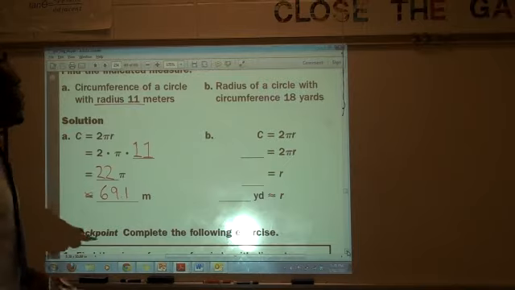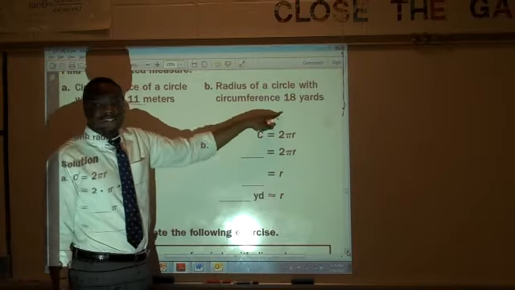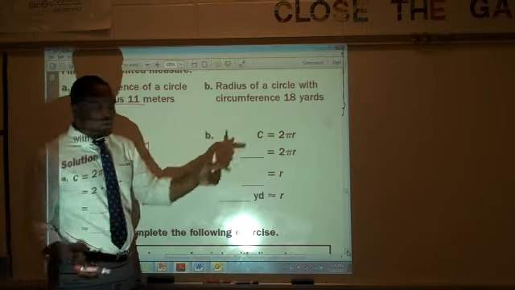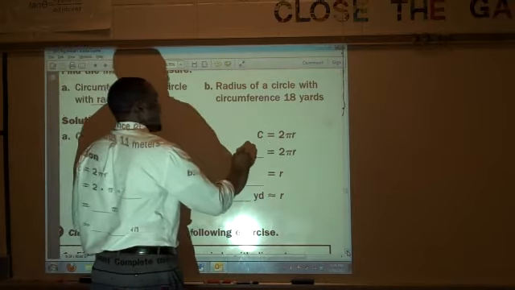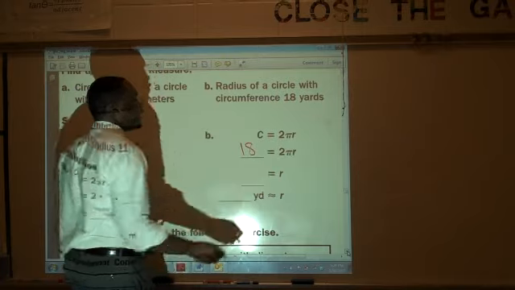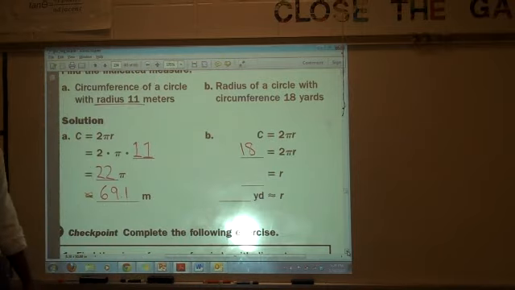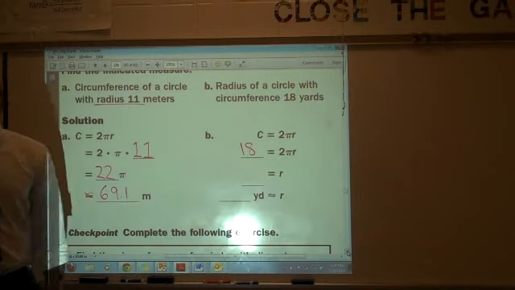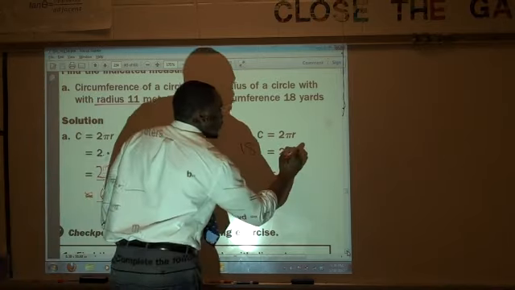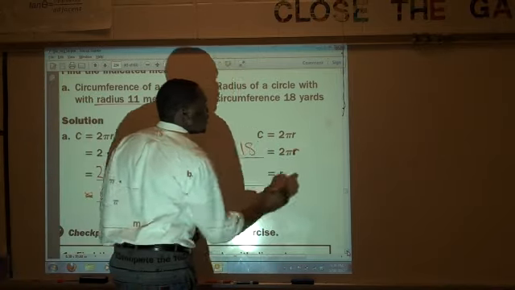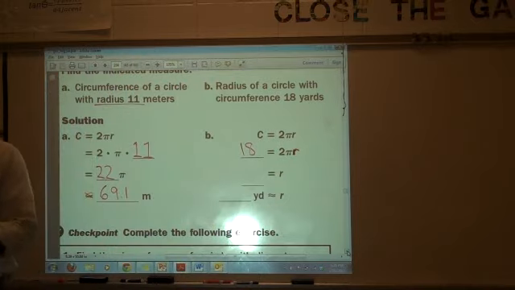And now, I know the circumference. I know what C equals. C equals 18. So instead of saying C equals 2 pi r, I'm going to say 18 equals 2 pi r. Now, all we're going to do is solve this equation for r. We're solving it for r. R is that variable we want to get by itself.